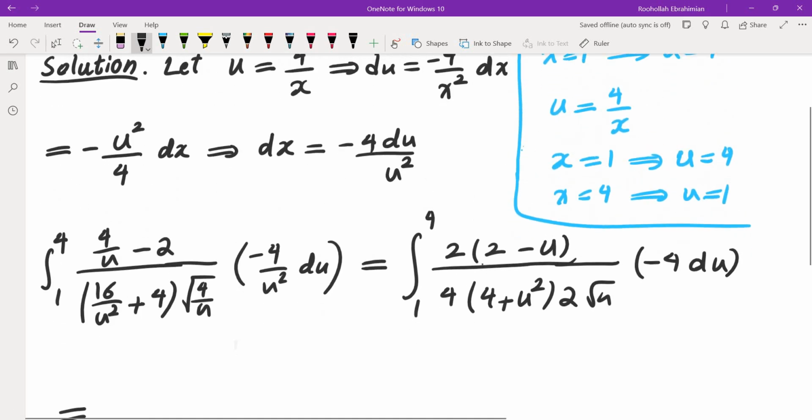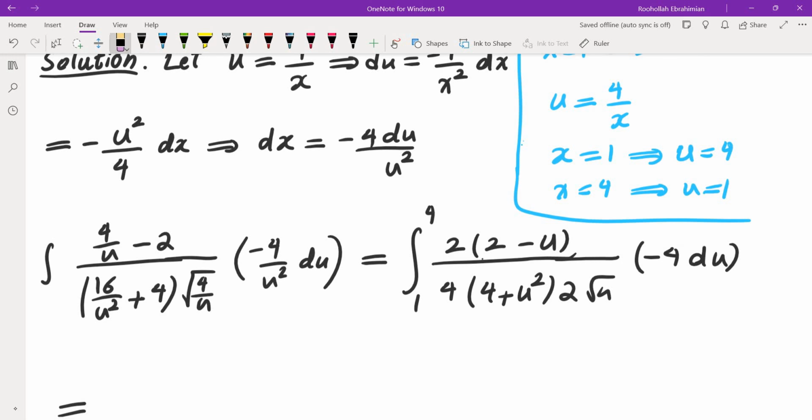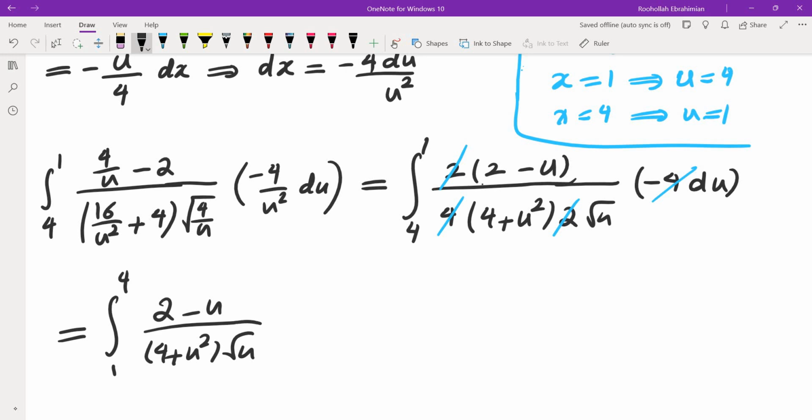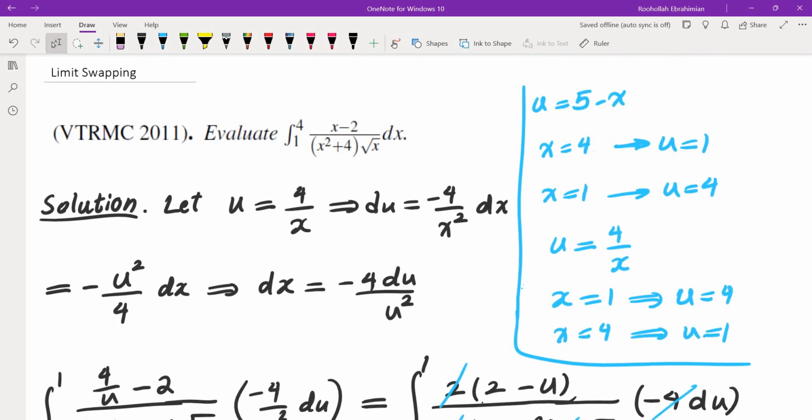By the way, the original limits of integration are going to change to 4 to 1, because when x is 1, u is 4. When x is 4, u is 1. Now I'm going to take the negative sign and then flip the limits of integration. Simplify, you get the 2's cancel, the 4's cancel, and you get 2 minus u over 4 plus u squared, root u du. This might seem kind of redundant because it looks like we got the exact same thing that we had, although not quite.